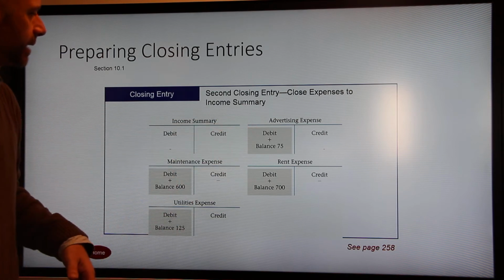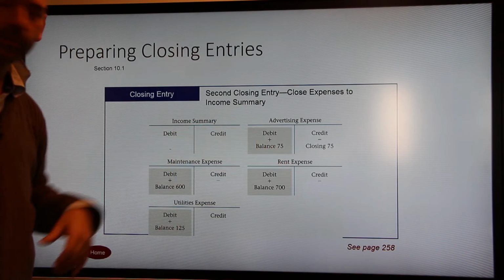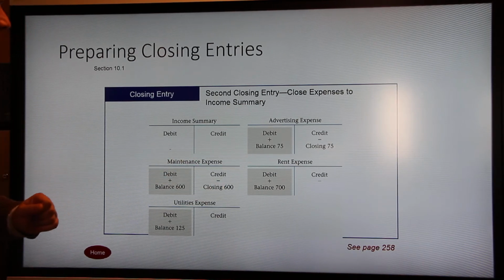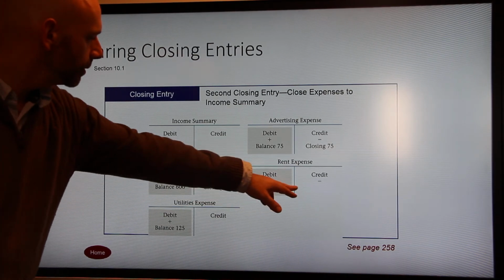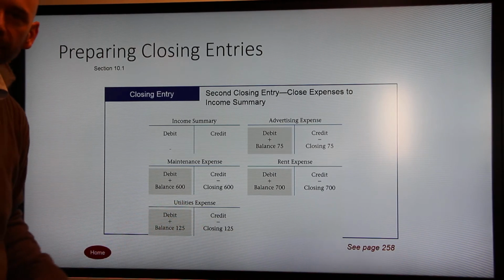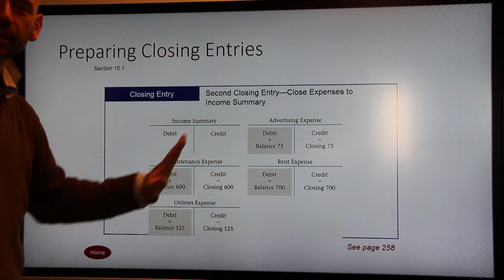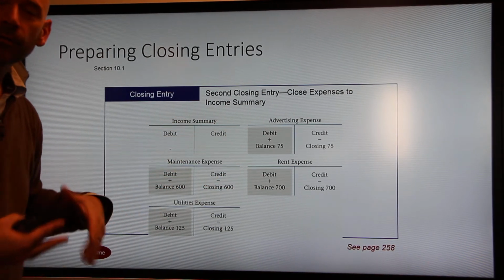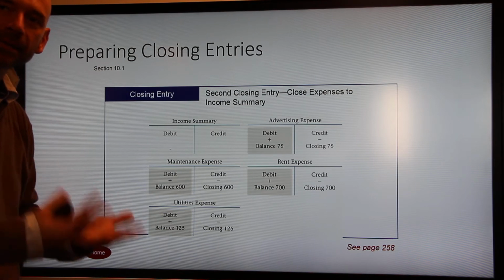So we would credit advertising expense, $75 to bring it to zero. We would then credit maintenance expense, $600 to bring it to zero. Rent expense, $700 to bring it to zero. And utilities expense, $125 to bring it to zero. So we basically took all of our debit balances and just did the opposite to bring those accounts all down to zero. But remember, we use income summary now to pass that along to.